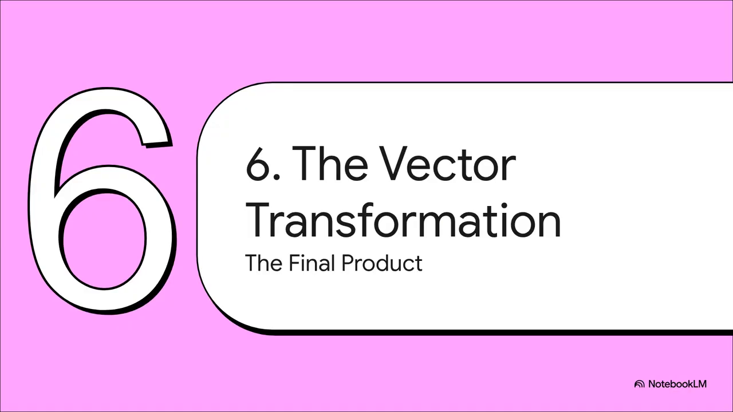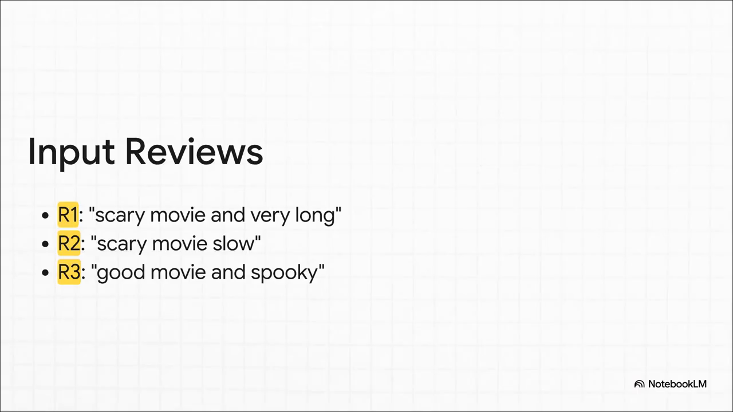We have arrived at the final station on our assembly line. This is it. This is where we take our processed tokens and we package them into the final, standardized product that can be shipped directly to a machine learning model. And that product is the vector. Let's just walk through a really simple example to see how this works. Imagine these 3 movie reviews are our entire corpus. We've already cleaned and tokenized them. Now we have to turn them into numbers.